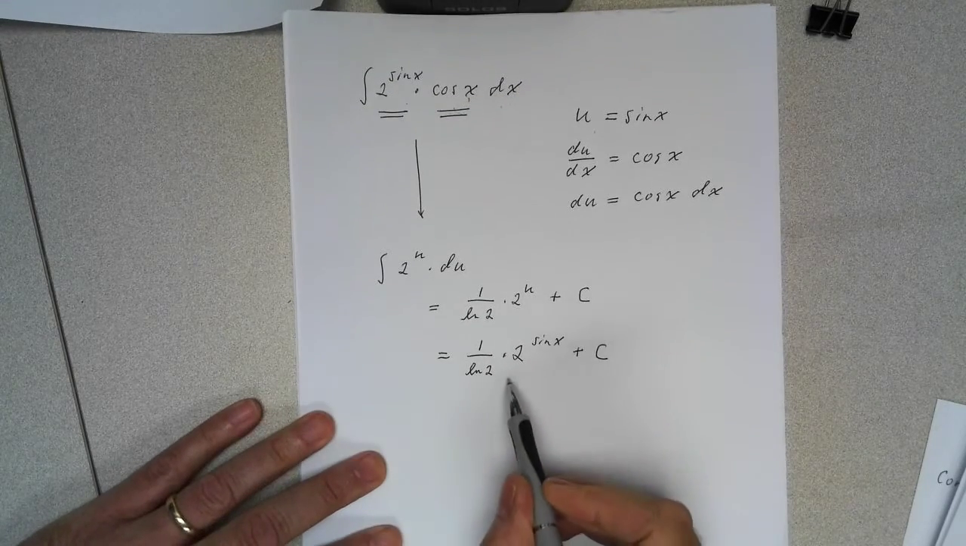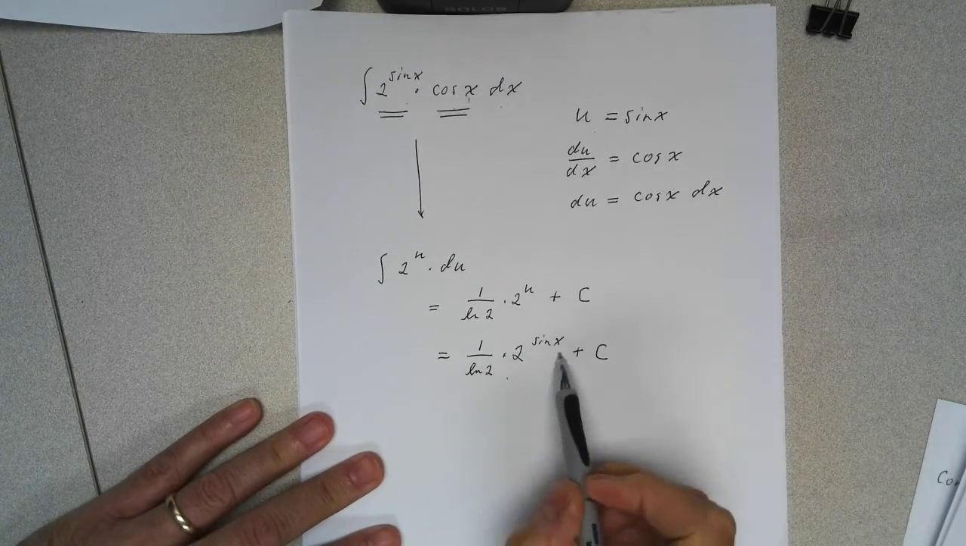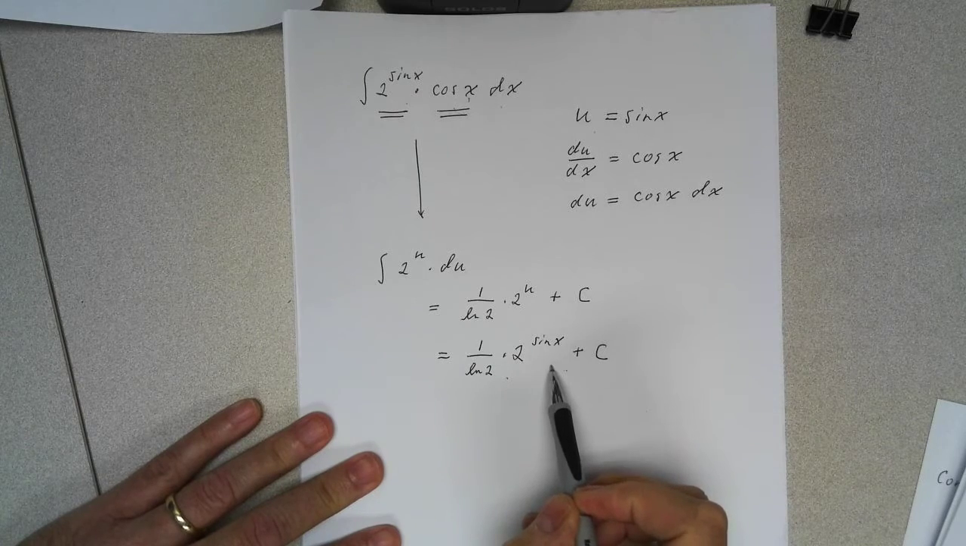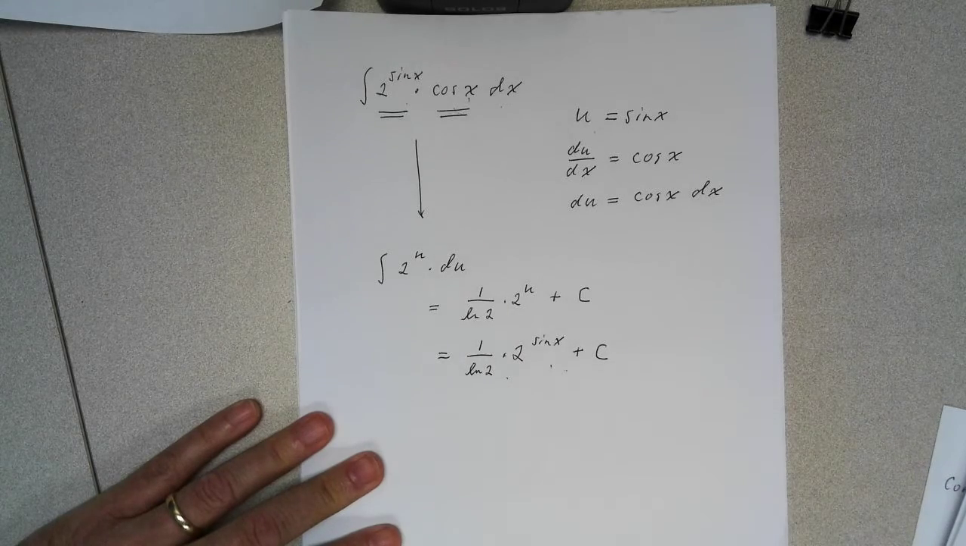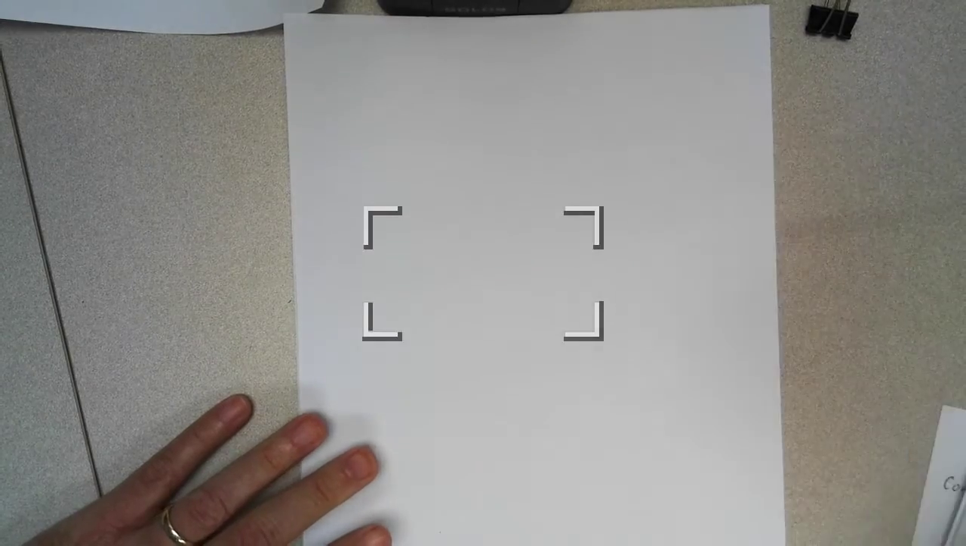And again, we could check, and we would check by computing the derivative of this. We'd be required to use the chain rule. The method of u substitution is really just the chain rule in reverse. Let's take a look at a third example.